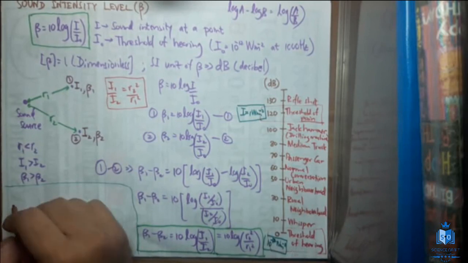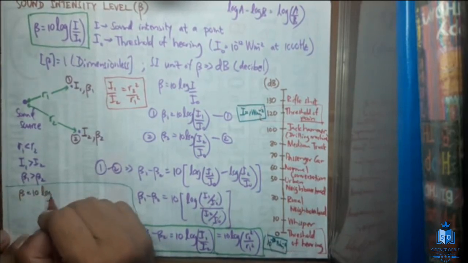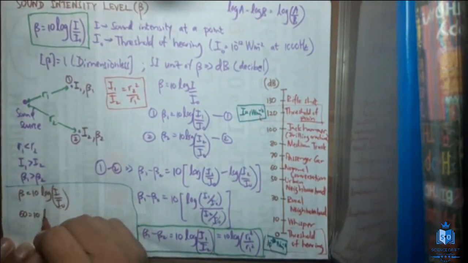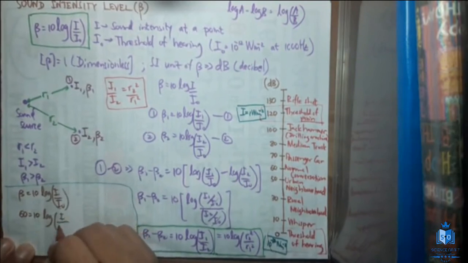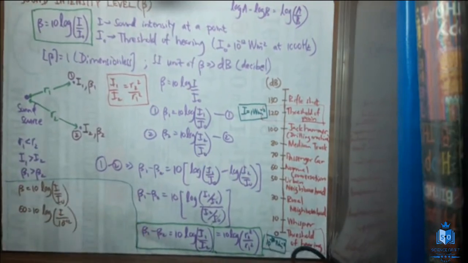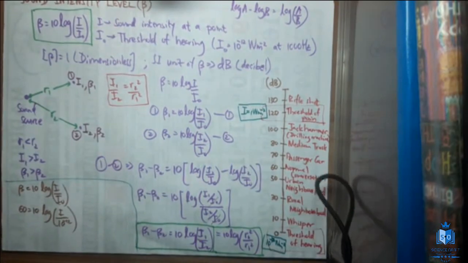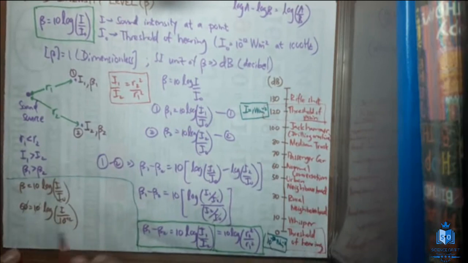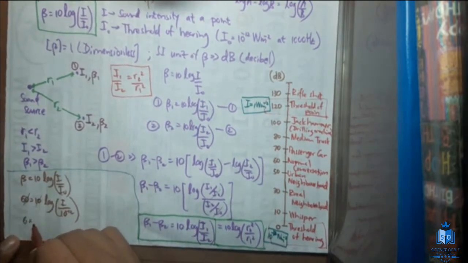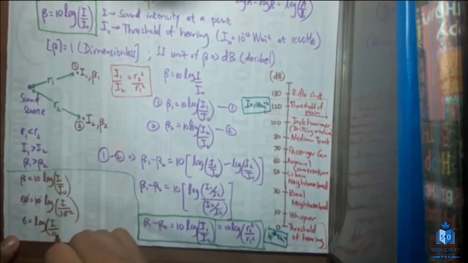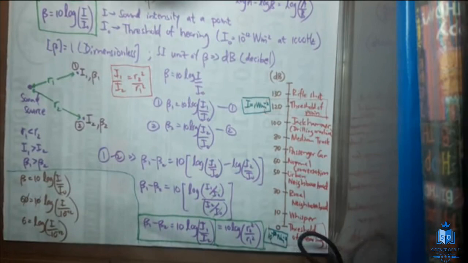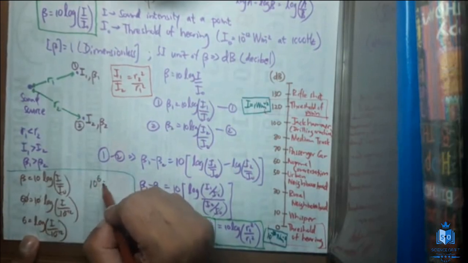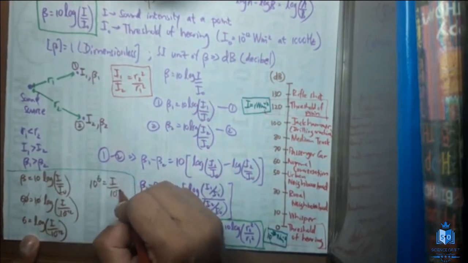Beta is equal to 10 log I divided by I naught. Beta is 60, equal to 10 log I, which we have to find, over I naught, which is 10 to the power minus 12. Right. So you can cancel out these zeros, so it will be 6 equals log of I over 10 to the power minus 12. That is it. Fine. Now this can be converted to this. 10 to the power 6 is equal to I over 10 to the power minus 12.